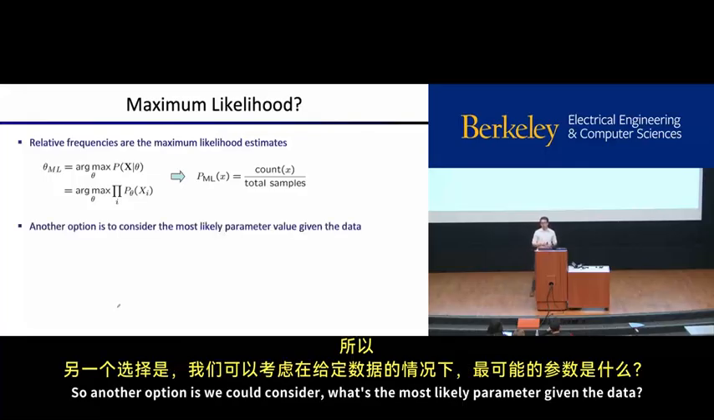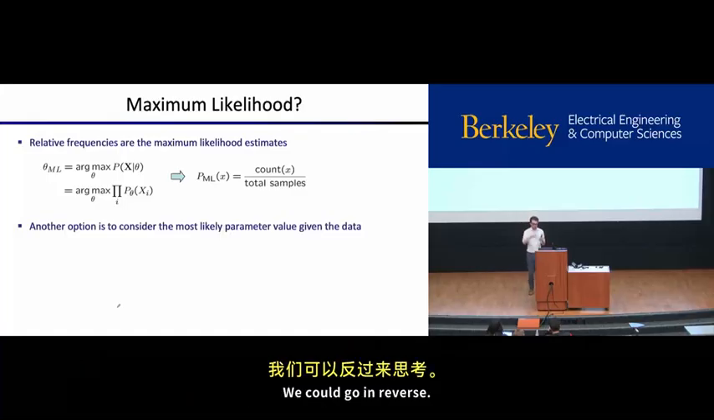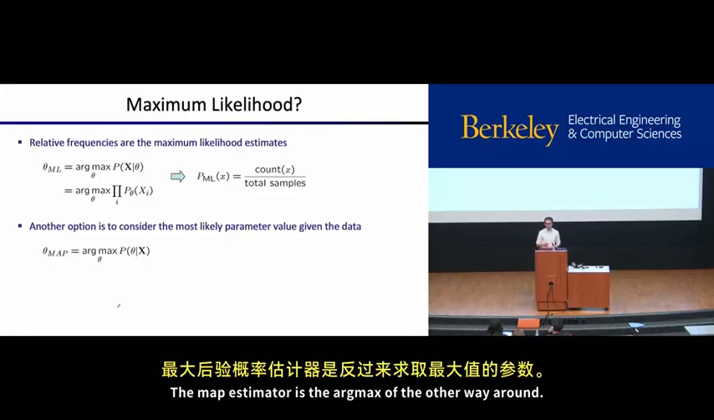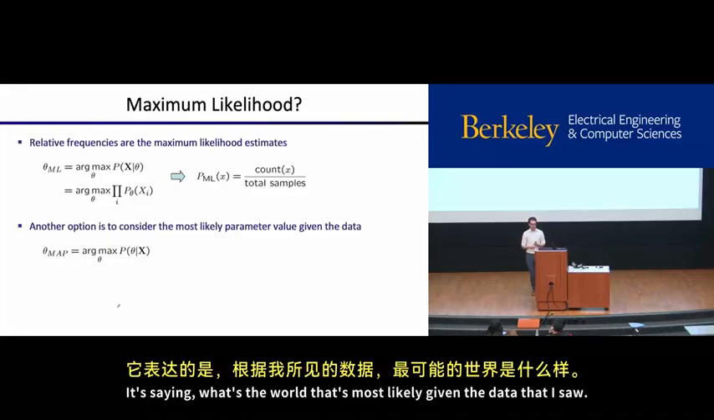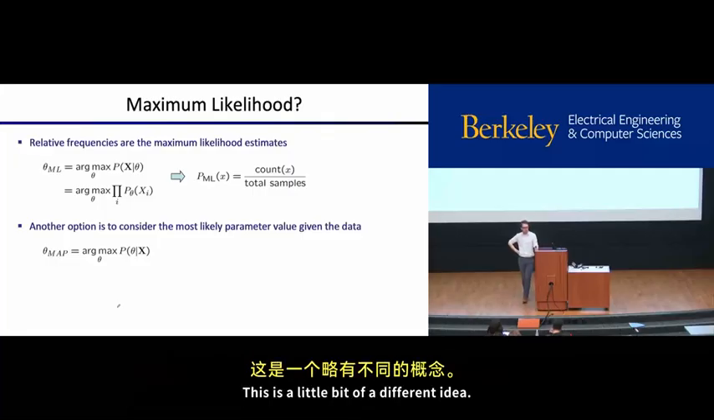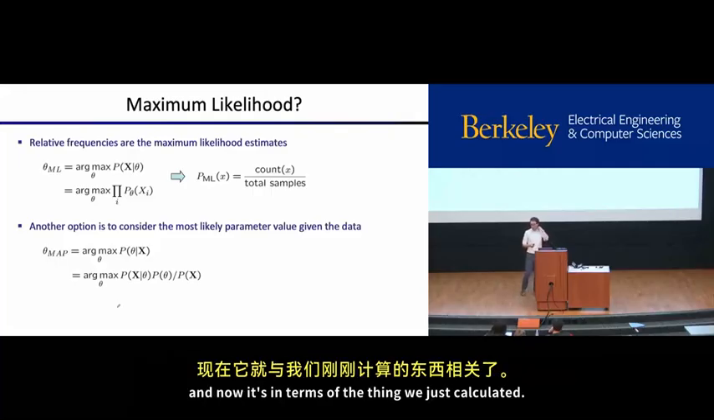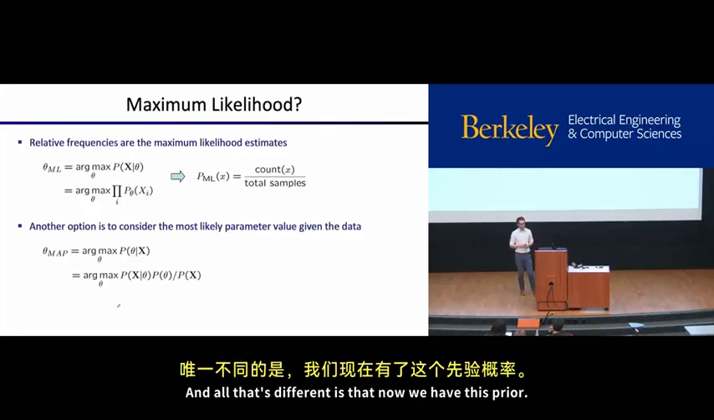So another option is we could consider, what's the most likely parameter given the data? We could go in reverse, right? So we could say, what's this thing? This is the maximum a posteriori. We don't have to worry about it. The MAP estimator is the argmax of the other way around. It's saying, what's the world that's most likely given the data that I saw? This is a little bit of a different idea. But it turns out you can just use Bayes' rule to flip this thing back around, and now it's in terms of the thing we just calculated. And all that's different is that now we have this prior.